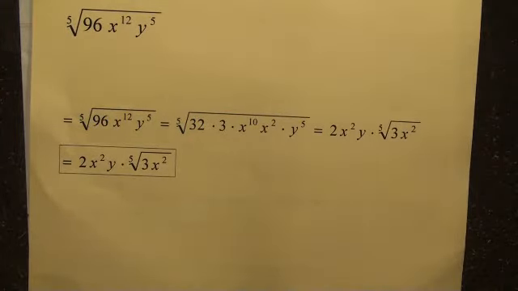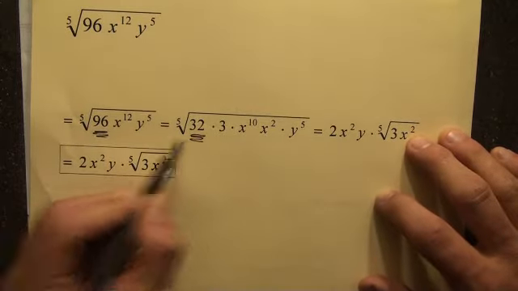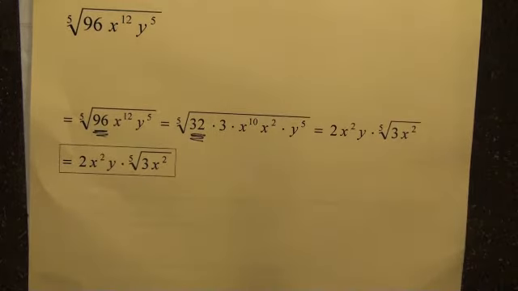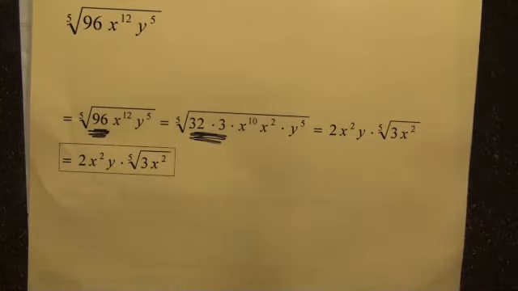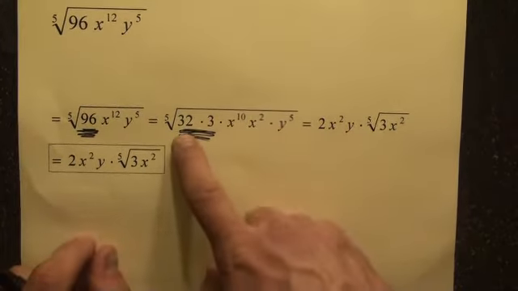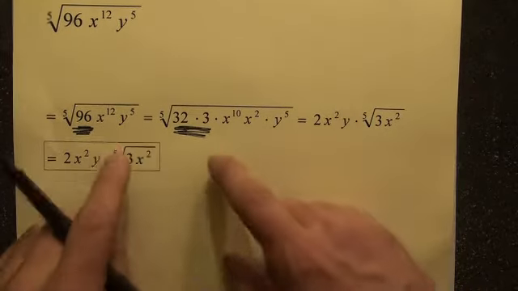Fifth root of 96, x to the 12th, y to the 5th. We're going to be fancy here again, and we're going to rewrite the 96 as 32 times 3. Okay? 96 is 32 times 3. So you just rewrite it. Again, why are we doing that? Because 32, if you take the fifth root of it, you get 2. Okay?